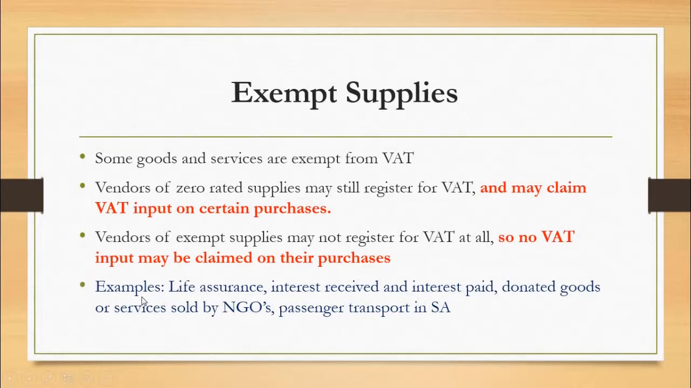Like I just did, I can't copy everything from the textbook, so I just took a few examples. Life assurance, interest received and interest paid, donated goods or services sold by non-governmental organizations, and passenger transport in South Africa. So guys, we also refer to your textbook.